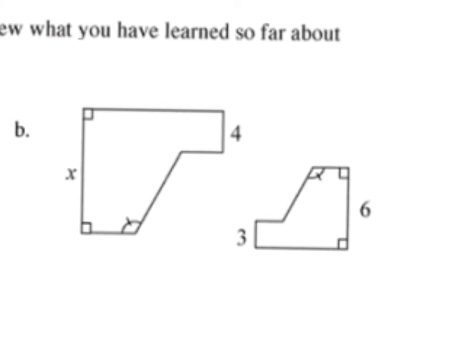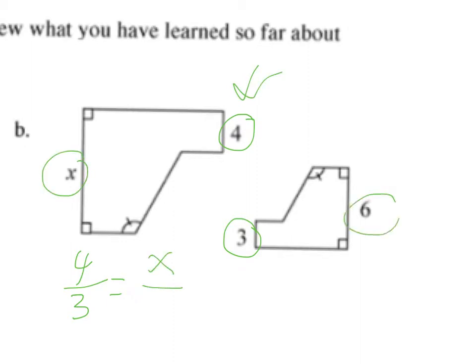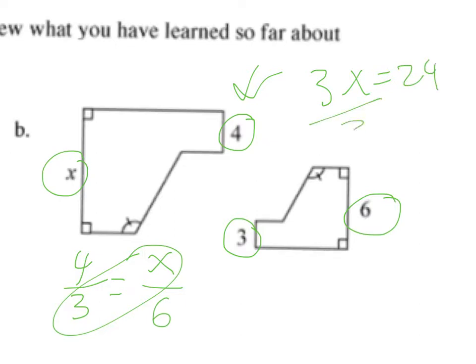Okay, look at this example. Again, corresponding parts. I'm going to take the 4. It corresponds to the 3. 4 over 3 equals, I started with 4, so I'm going to start with the x. X over its corresponding side, which is 6. Cross multiply. 3x equals 24. Divide by 3 and x equals 8.